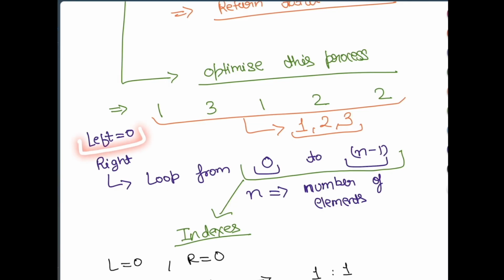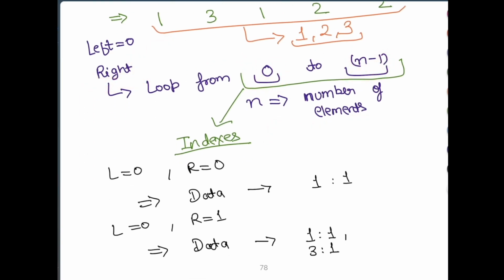We are going to have 2 pointers, left and right. The left pointer will start from index number 0, and the right pointer will loop from index number 0 to index number 4, that is n minus 1. N is the number of elements we have in our whole array. So we are going to run the right pointer from 0 to n minus 1, which is from 0 to 4. Now let us try to understand the process.